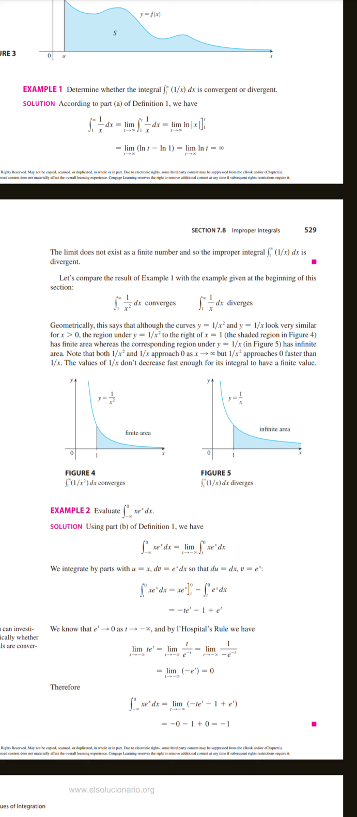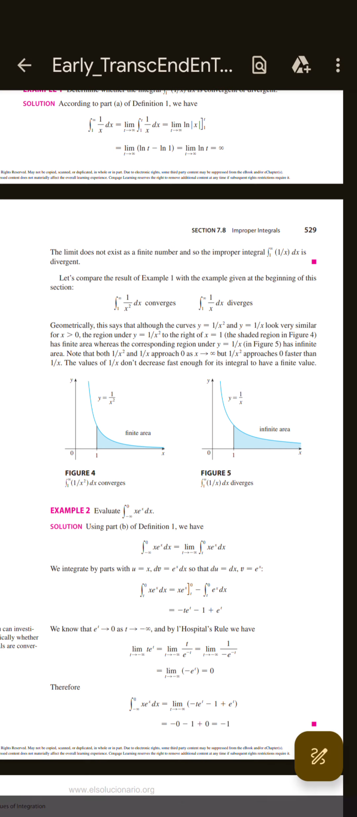According to part A of Definition 1, we have the integral from 1 to infinity of 1 over x dx equals the limit as t approaches infinity of the integral from 1 to t of 1 over x dx, which equals the limit as t approaches infinity of the absolute value of x, evaluated from 1 to t, which is the limit as t approaches infinity of the natural log of t minus the natural log of 1.